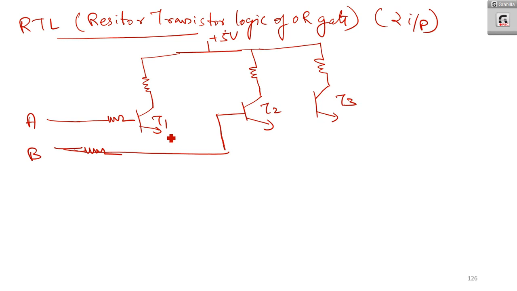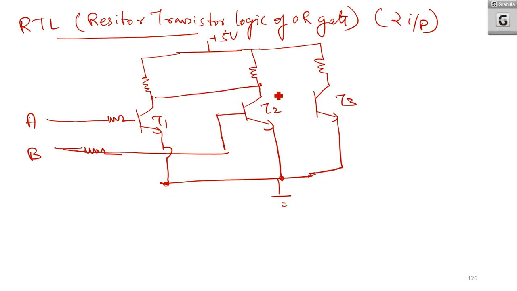I am connecting it to T1, T2 and T3. This is grounded, and this T2 is connected. So these four are connected to the base of T3. Okay. So here I am getting the output, V0 of H.